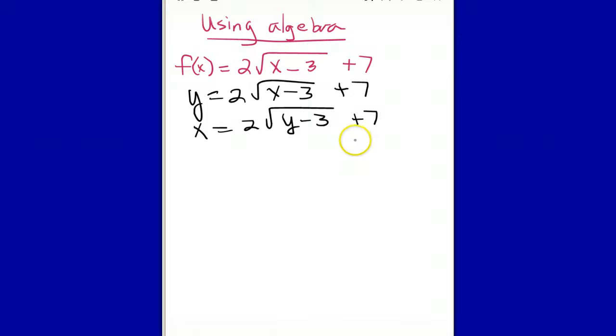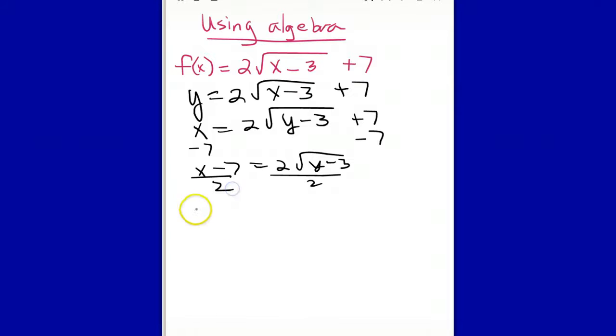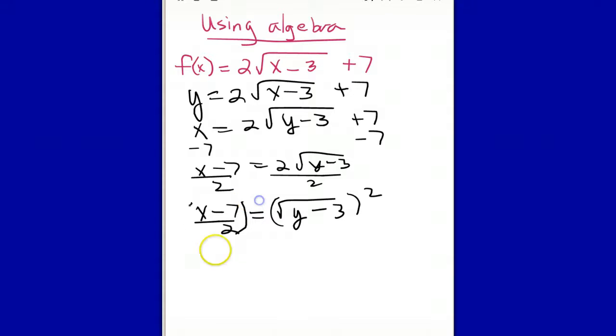So what would I do first? Well, here I would subtract 7. Then I would divide by 2. And again, I can't do any of this math because I don't know what x is. So okay, then I would square both sides. Now I have x minus 7 all over 2, squared, equals y minus 3, and then all I have to do is add 3, and I'm done.